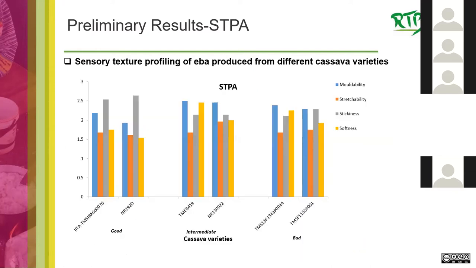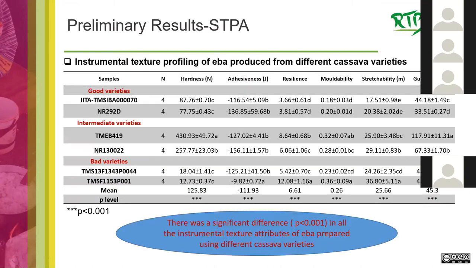So the sensory texture profiling of EBA produced from different cassava varieties. In terms of the graphs, it's the same thing that I presented in the figures. We can see that most of the varieties are above two, especially the moldability. What is low there is the stretchability. As I've mentioned, there are no significant differences between the categories of the cassava varieties used.